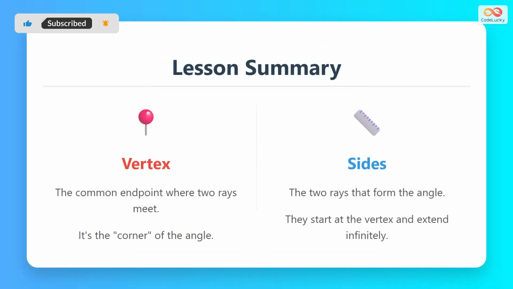Great job! To recap, every angle has a vertex, which is the corner point, and two sides, which are rays extending from that vertex. Keep practicing, and you will master geometry in no time.